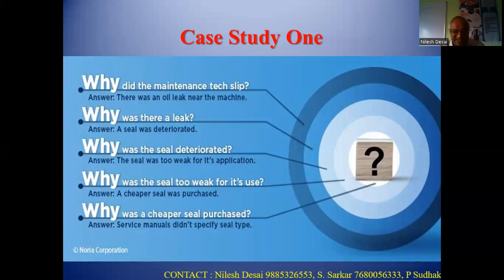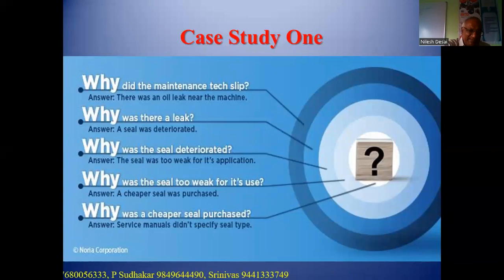Case study 1. They are giving 3 case studies. Why did the maintenance technician slip? Answer, there was an oil leak near the machine. So one maintenance fellow slipped on the floor. The answer, there was an oil leak near the machine. That is the first cause.